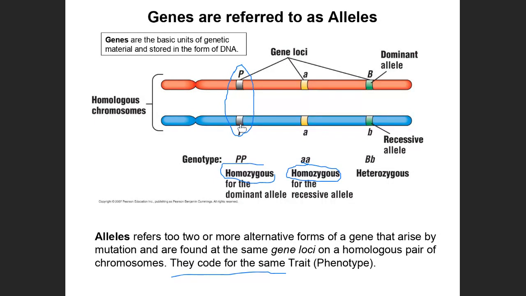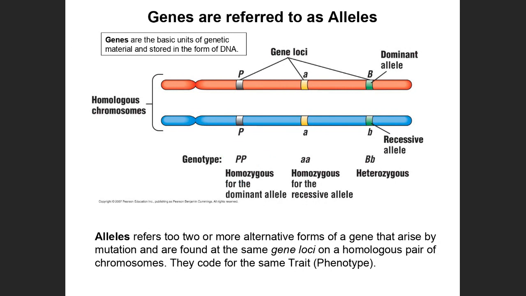Notice these are uppercase letters though, okay? Whenever an offspring inherits only dominant alleles at the same gene loci on the same homologous pair of chromosomes for the same trait, we say that offspring is not only homozygous, but homozygous dominant. And we denote it by two uppercase letters representing each of these.